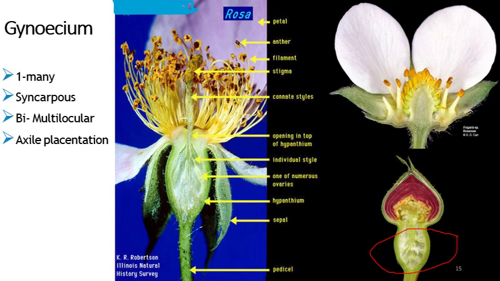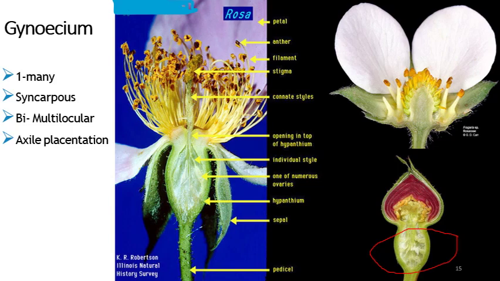So for the fusion of these multiple ovaries, we use the term syncarpous. So the flower of the Rosaceae family exhibits ovary in syncarpous form. In addition to this, the gynoecium of the Rosaceae family is bi to multilocular in nature. So it possesses two to many chambers in the ovary, and each chamber possesses ovules. So the Rosaceae family has a multilocular structure.